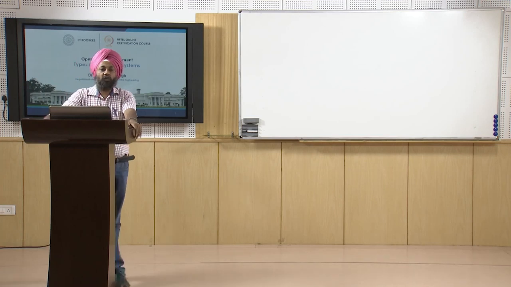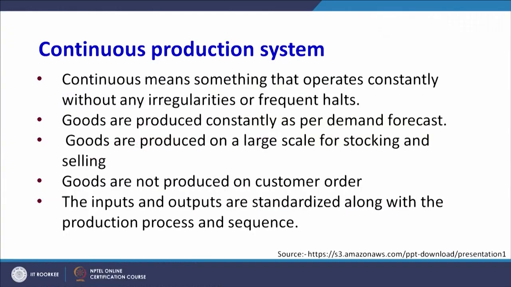Now continuous production system, continuous means something that operates constantly. As I have taken an example of hydropower generation, it is a continuous process without any irregularities or frequent halts. Goods are produced continuously as per the demand forecast. Goods are produced on a large scale for stocking and selling.